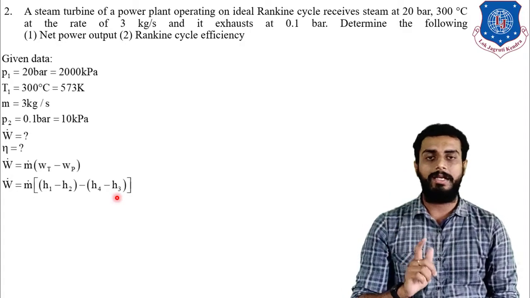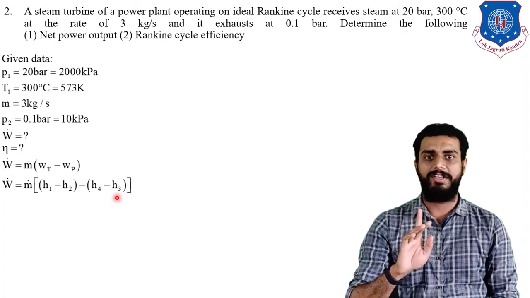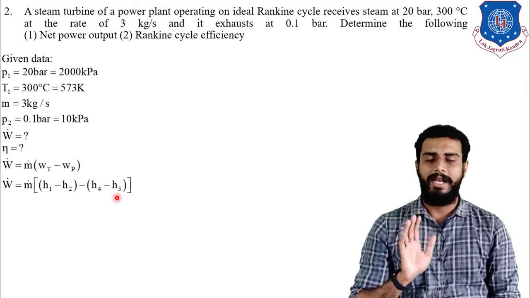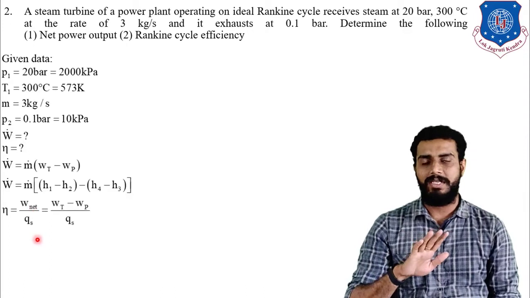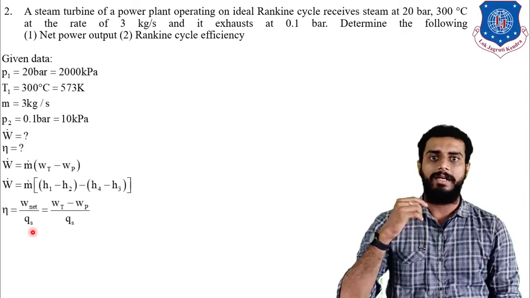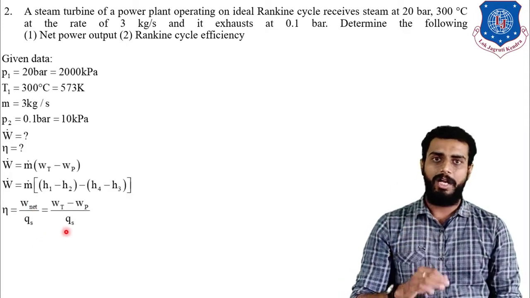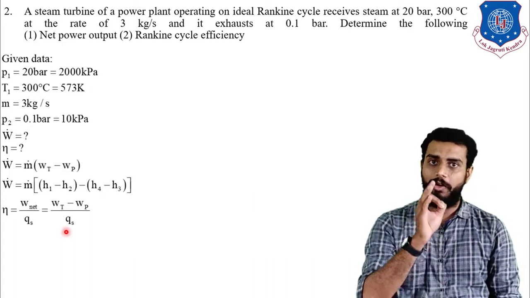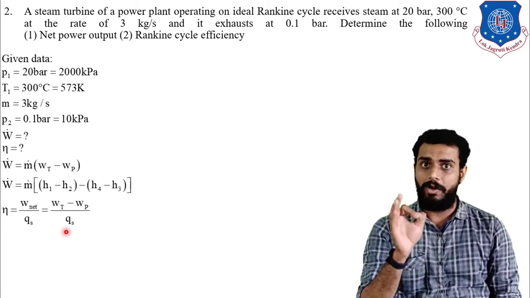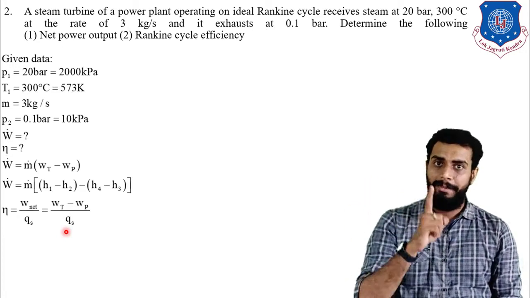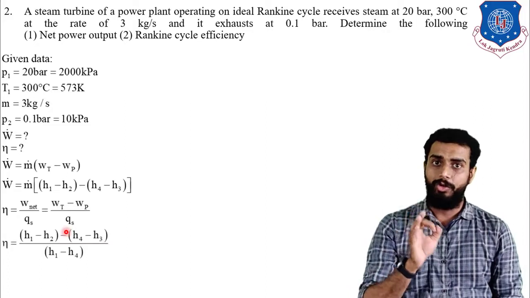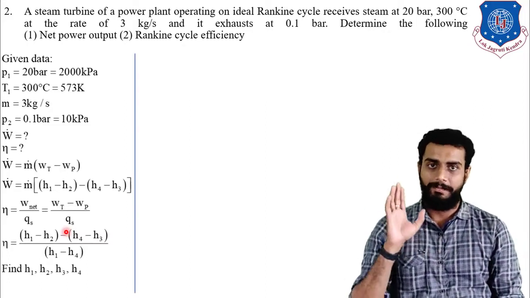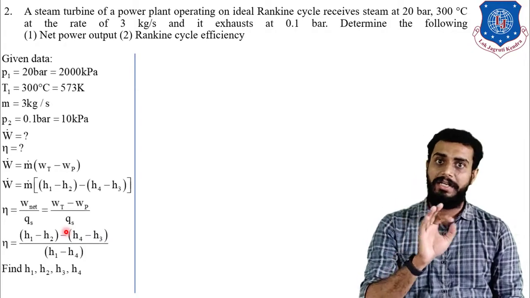Clear? Now further, next thing is efficiency. Efficiency is equal to net work divided by heat supply, right? And that is the equation of efficiency. Now we will plot the diagram, that is the TS diagram. But before plotting the TS diagram, you should know the condition of the steam at the inlet of the turbine. I am repeating again. Before drawing the TS diagram, you should know the condition of the steam at the inlet of the turbine. So here the condition is not written.